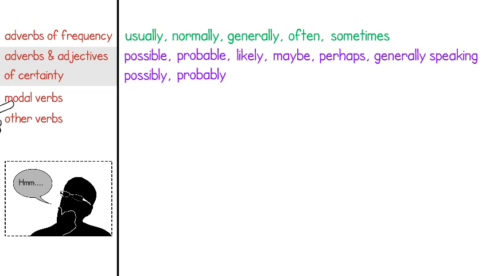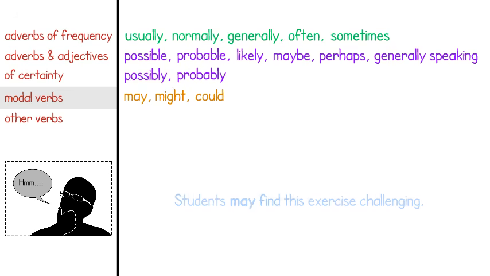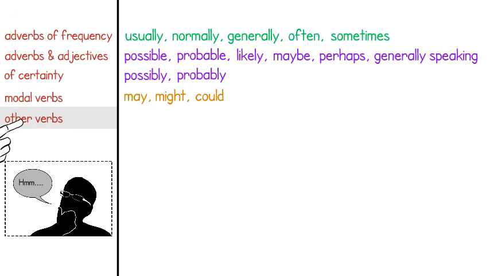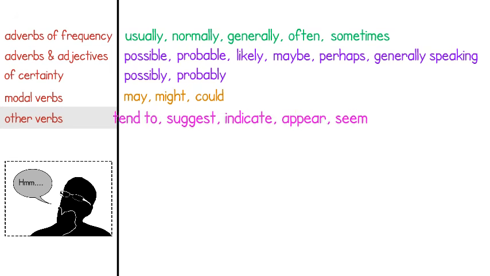We can also add the modal verbs may, might, or could to show that we are not 100% sure. Students may find this exercise challenging. Another way to hedge our ideas is to choose a verb such as the ones on the screen, which show that we are being tentative.